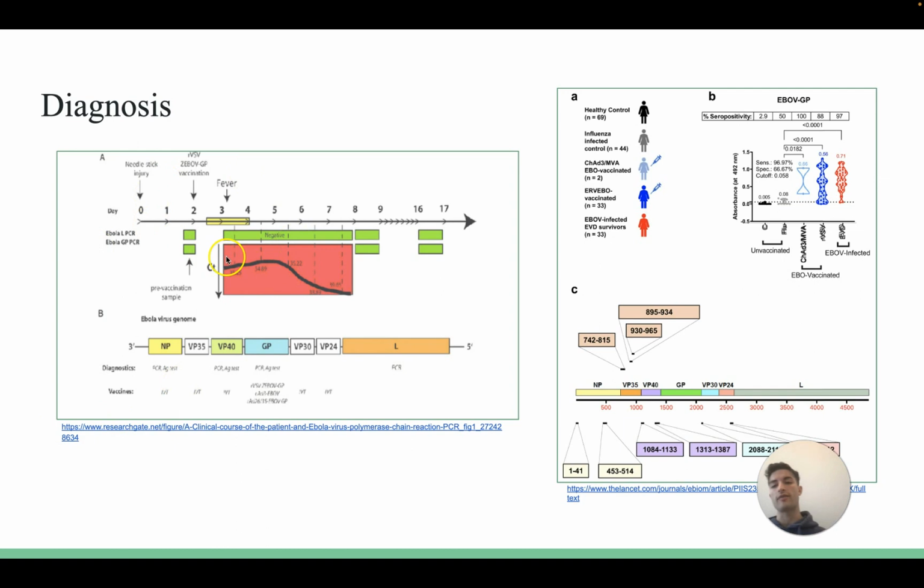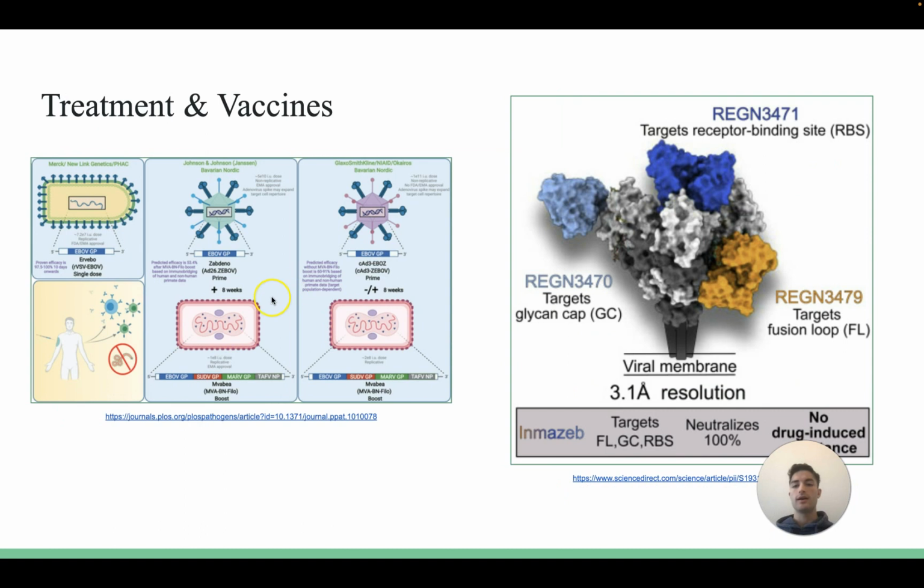So over here we have a diagram showing your PCR, and over here we have the ELISA assay, which tests for antigens versus specific genetic markers. So, treatment and vaccines. These are quite recent, as the treatments and vaccines for Ebola virus were approved from around 2016 to 2020. So they are quite recent.